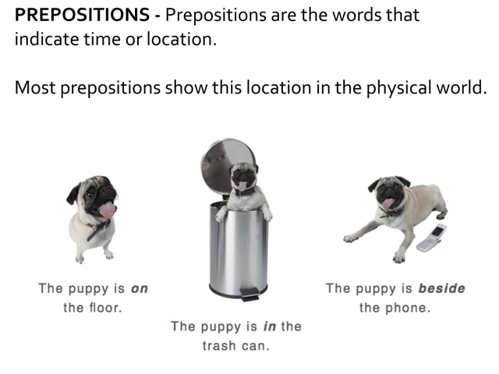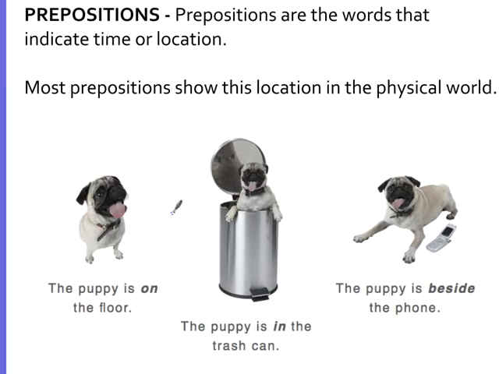So what's a prepositional phrase then? A prepositional phrase is going to start with a preposition. A preposition is a word that indicates time or location. Most of the time it's location. And most of the time it's location in the physical world. So let's look at some prepositions that show location in the physical world.